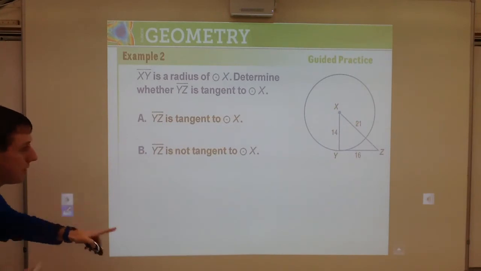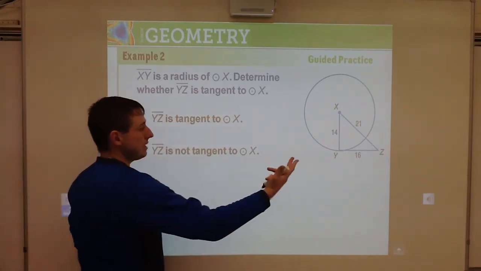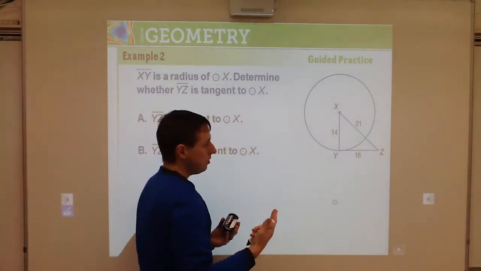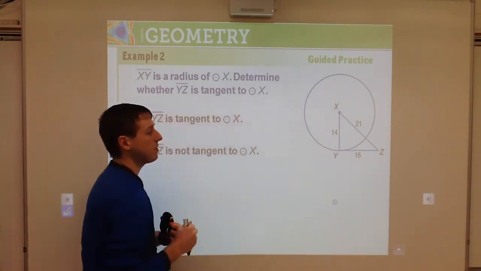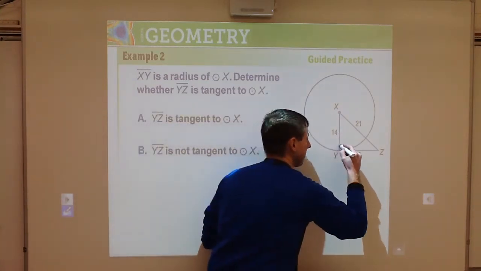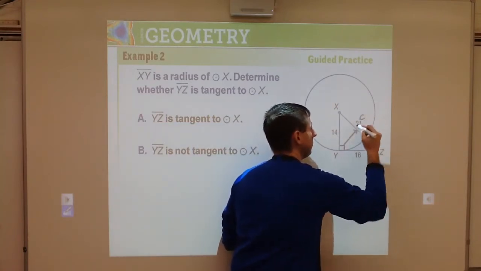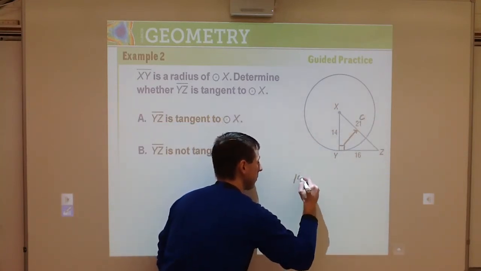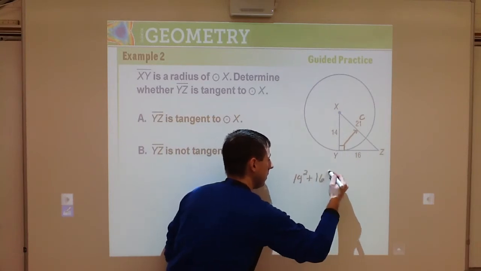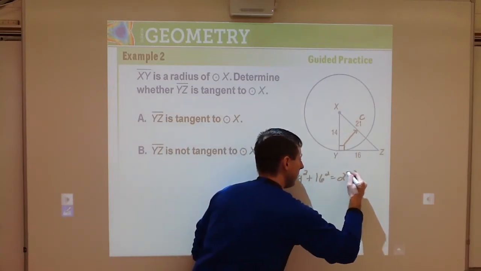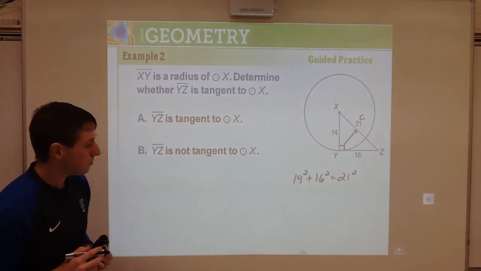Okay, next one, we're going to do the exact same way. It says, is this a tangent line? YZ. So the way we decide is we put those numbers in the Pythagorean theorem. So remember, my right angle should be right there. So opposite the right angle would be C. So it would be 14 squared plus 16 squared equals 21 squared.